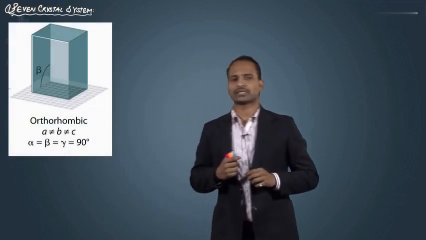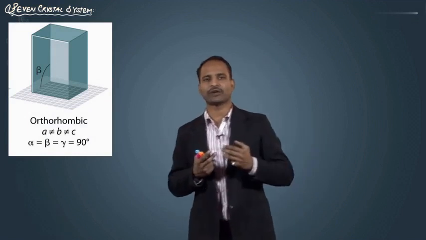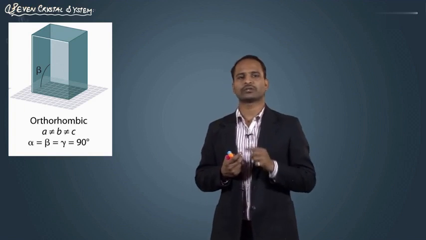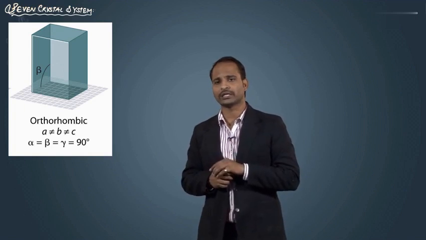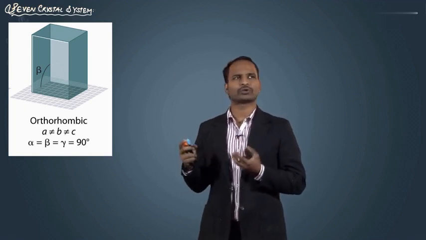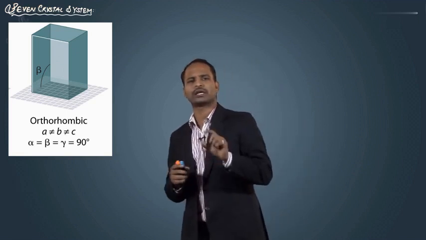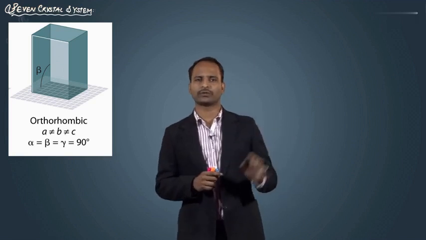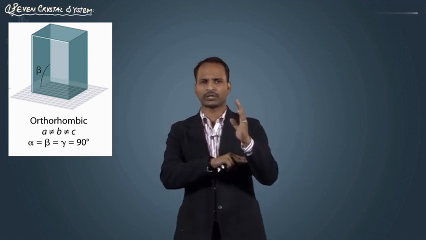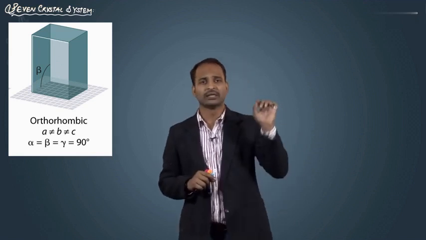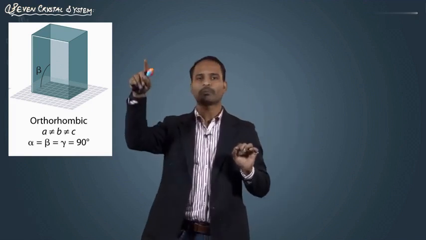In the case of orthorhombic, all the sides are unequal. As I said, you have to measure any 3 sides, so A is not equal to B is not equal to C. All sides are unequal, but all the angles are again equal to 90 degrees. A simple example for the orthorhombic structure is a matchbox. In a matchbox, length, width and height, all 3 are unequal, that is, A is not equal to B is not equal to C, but all sides are perpendicular to each other, that is, all angles are 90 degrees. Just note down that a matchbox is an example of an orthorhombic structure.